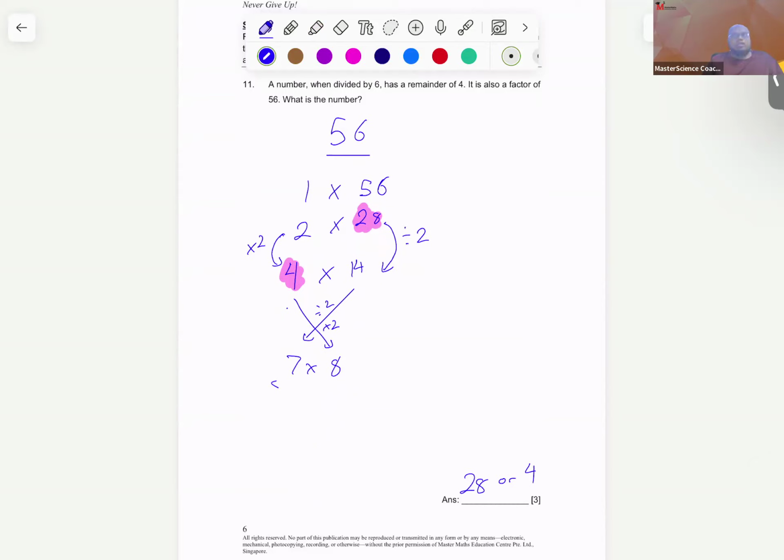14, if I divide by 6, I'll get a remainder 2. Okay? Must be divided by 6, remainder 4.